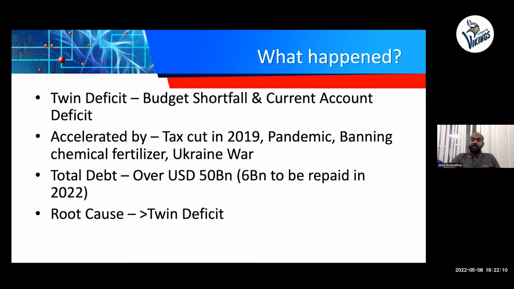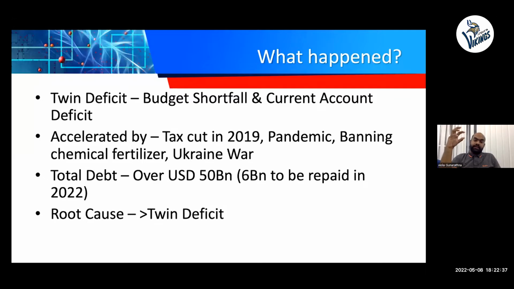So when you buy those currencies, the demand for those currencies goes up. Therefore, the value of those currencies also goes up. So what happens is, the dollar, GBP, those currencies appreciate, and your local currency, the rupee, depreciates.